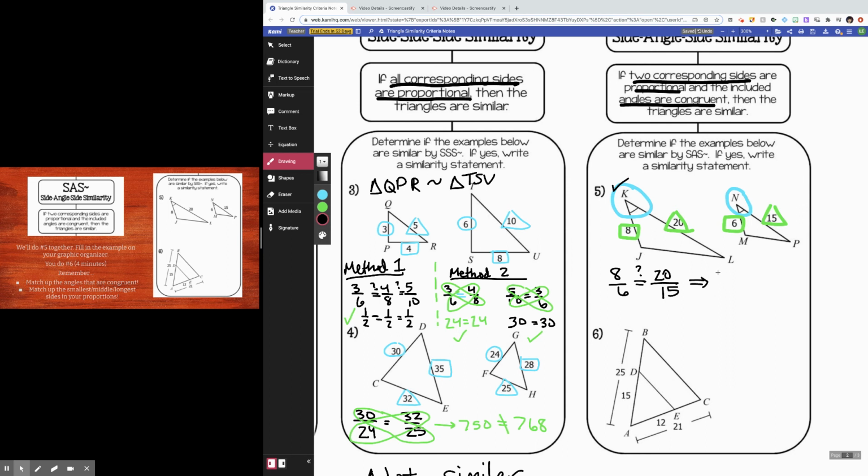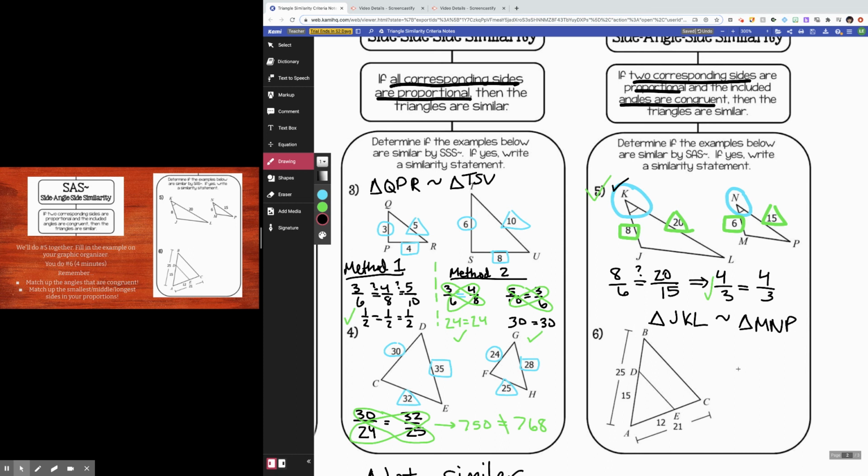So 8 divided by 2 is 4. 6 divided by 2 is 3. Biggest number that goes into both 20 and 15 is 5. 20 divided by 5 is 4, and 15 divided by 5 is 3. So I have equal fractions, check, which is what I want. So I can say that yes, these triangles are similar, check, right? So my similarity statement would be triangle JKL is similar to triangle MNP.